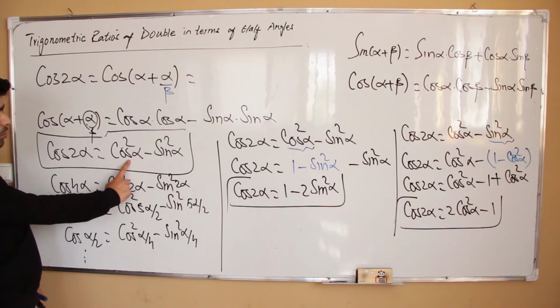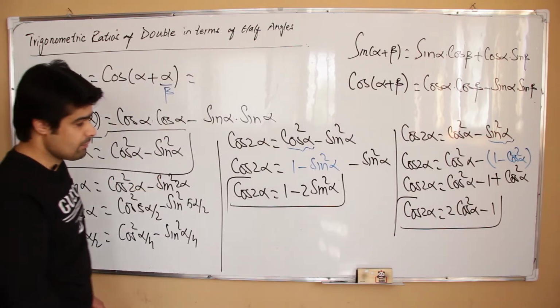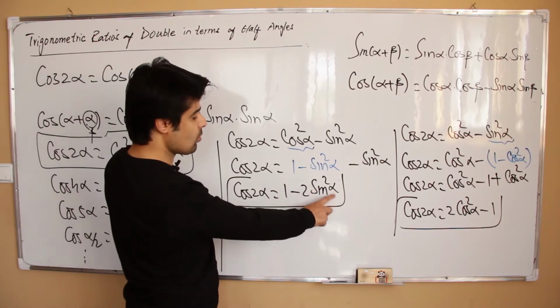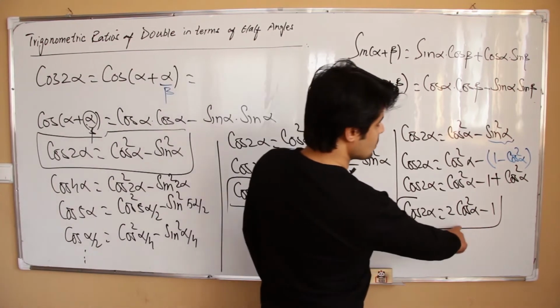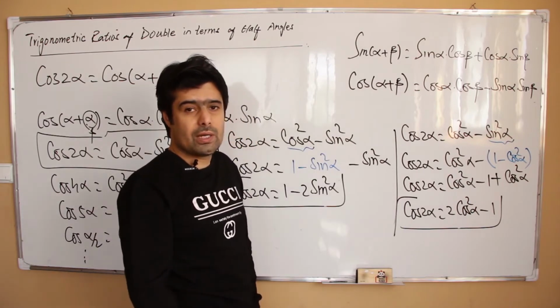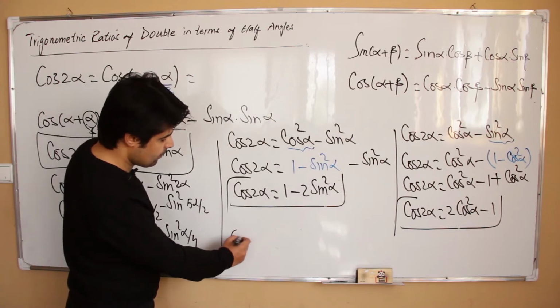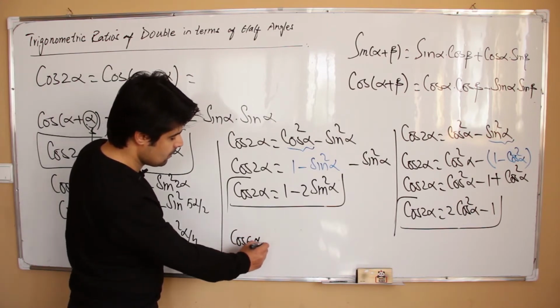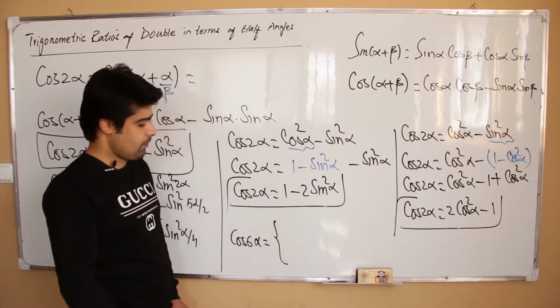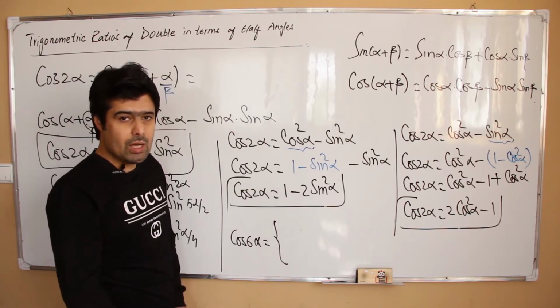Cosine of 2 alpha is cosine square of its half minus sine square of its half, or 1 minus 2 sine square of its half, or 2 cosine square of its half minus 1. What do I mean? For example, if I have cosine of 6 alpha, can we write this one for its half angle? Yes, we have 3 ways.